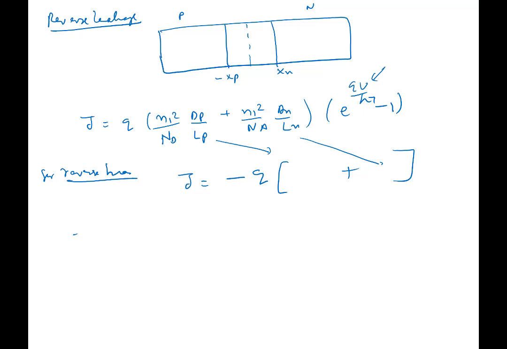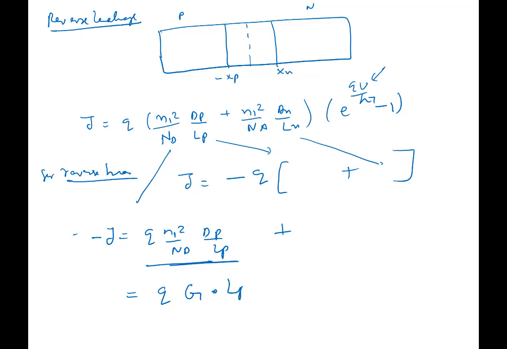It's only considering things happening outside the depletion region. What I was showing you in the last lecture is this. If you look at this first term, J equal to Q Ni square over Nd dP by Lp, right? This is one term of the reverse leakage current. The second term is obviously similar. If you look at this particular term, it can be written as Q generation rate times Lp.